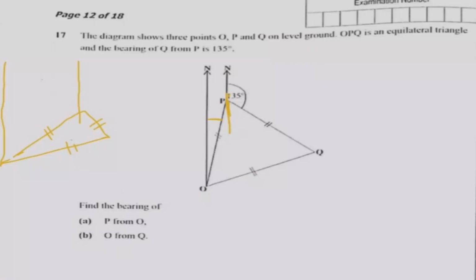What will guide us is the fact that this is an equilateral triangle. That means all the sides are equal and the interior angles are also equal. Now the bearing that we need to find: if we extend this line up to this stage, we know that up to here is 135 degrees. So the bearing we are finding is this one.